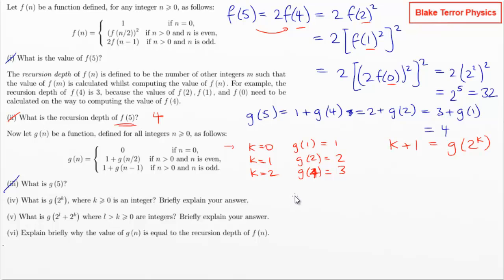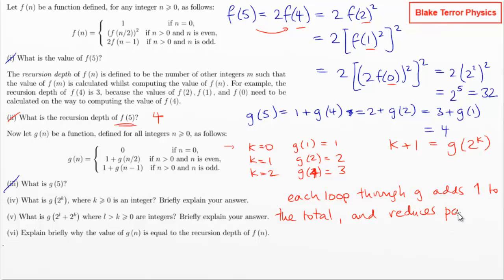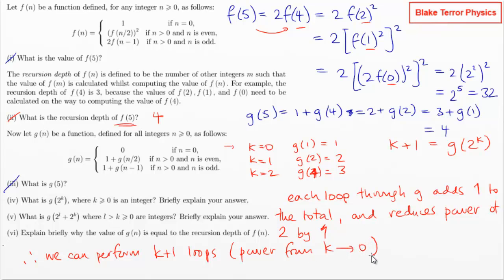Right, so let's write something fairly coherent out about this. Each loop through g adds 1 to the total, and it reduces the power of 2 by 1. Therefore, we can perform a total of k plus 1 loops, because that is taking the power from k, where we start off with, down to 0. So we've got k all the way down to 0. So that is going to be k plus 1 loops.